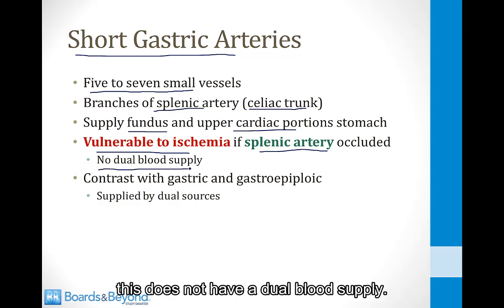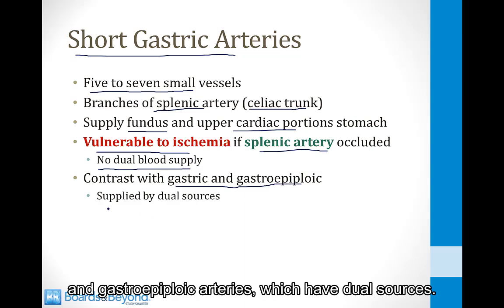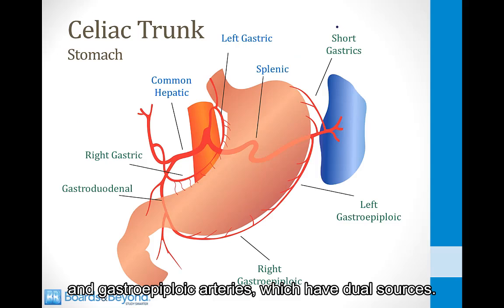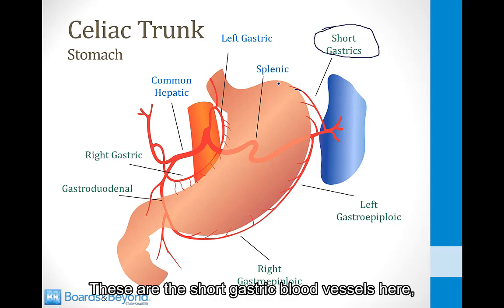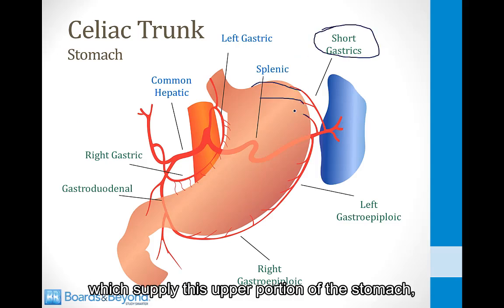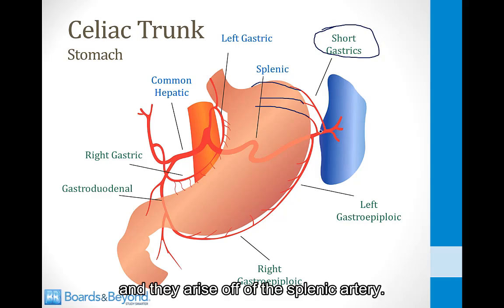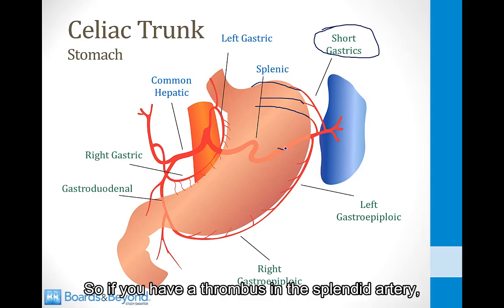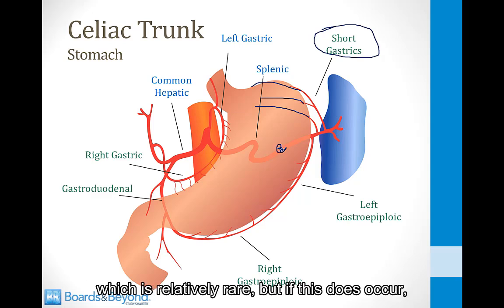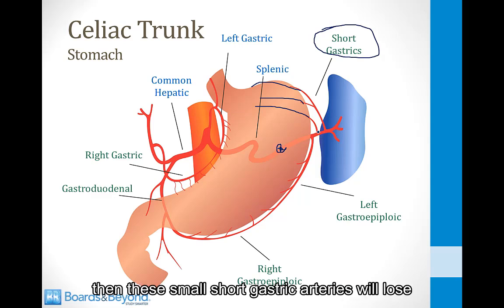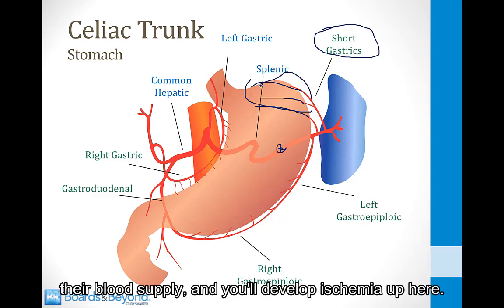not have a dual blood supply, and you can contrast this with the gastric and gastroepiploic arteries which have dual sources. These are the short gastric blood vessels here which supply this upper portion of the stomach, and they arise off of the splenic artery. So if you have a thrombus in the splenic artery, which is relatively rare, but if this does occur, then these small, short gastric arteries will lose their blood supply and you'll develop ischemia up here.